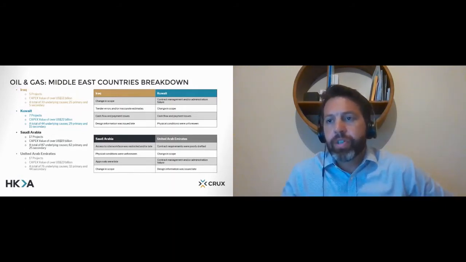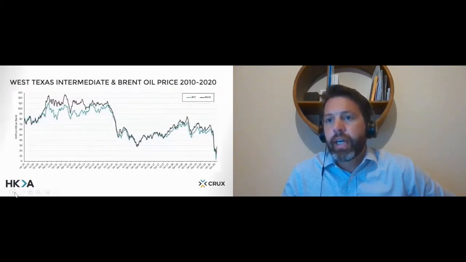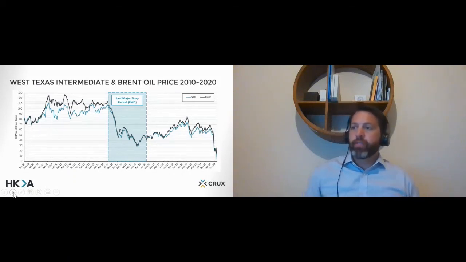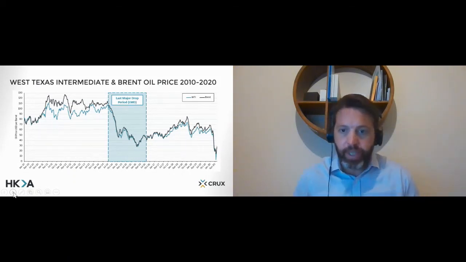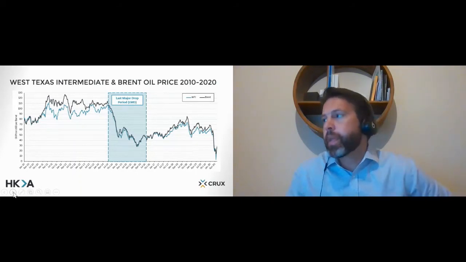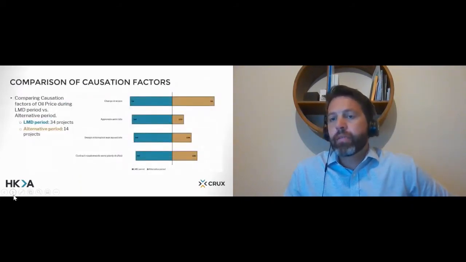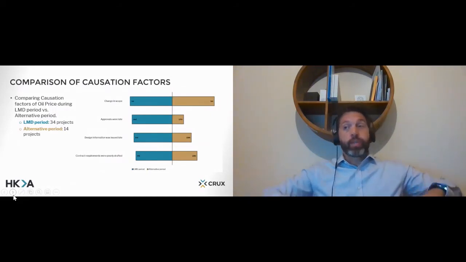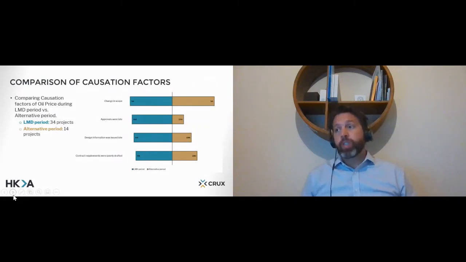Okay, the last thing I want to talk to you about is the data and how you can use it, which I found very interesting. We looked at the last time there was a major drop in the oil price, which roughly speaking was from July 2014 through to July 2016, which I'm sure everyone remembers. We looked at the oil and gas projects that had works ongoing in this period, which was 34 projects, and looked at the projects that were outside this period, which was 14 projects.